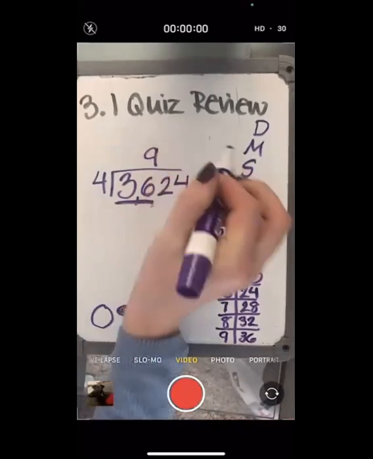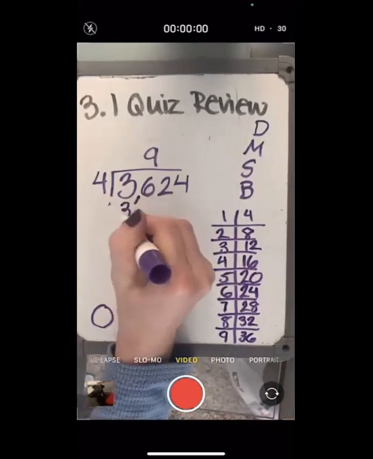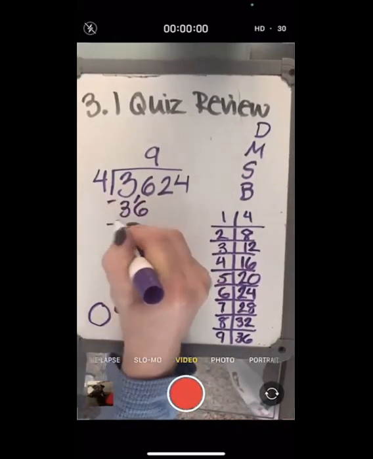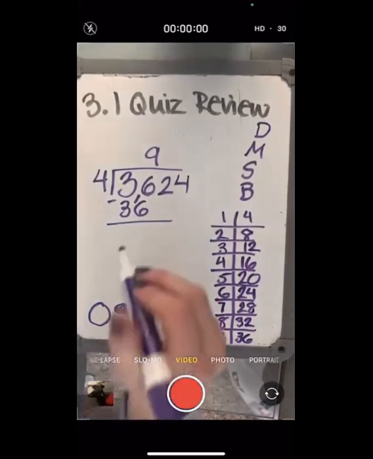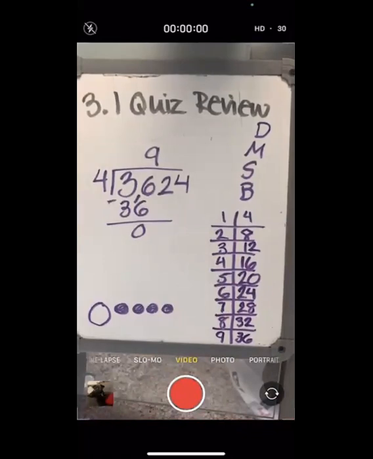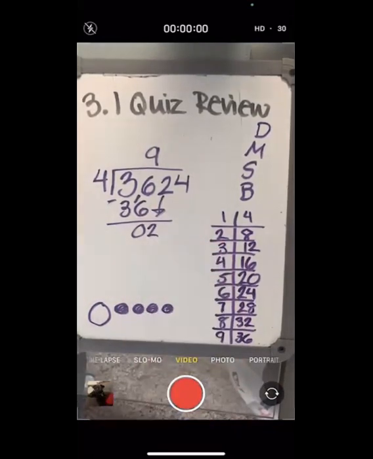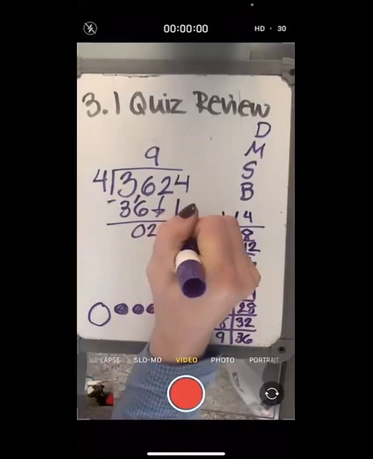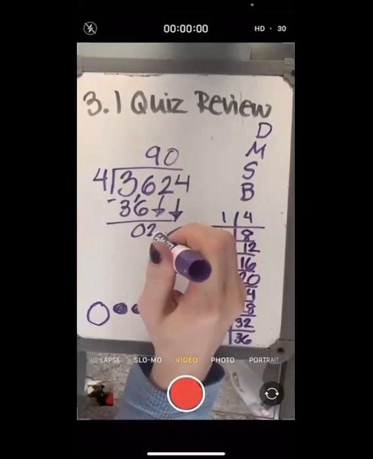All right, so Adrian, we need to multiply. 9 times 4 is 36. 36. I need to subtract. What is 36 minus 36? 0. 0. Okay. Very, very good. I need to bring down my 2. Can 4 go into 2? No. No. So remember, if I have to drop a second one, then I need to put a 0 up here. Because I dropped that 2, it goes into that 0 times.